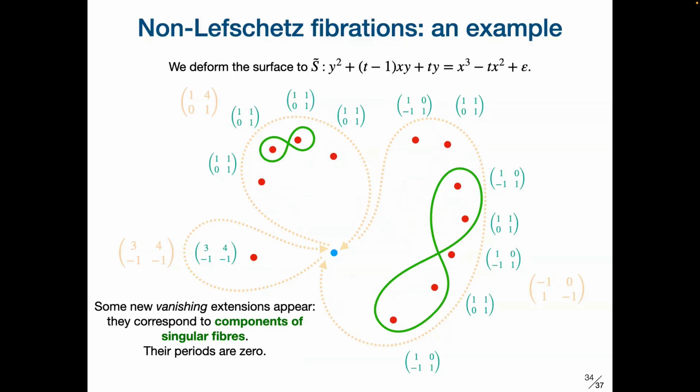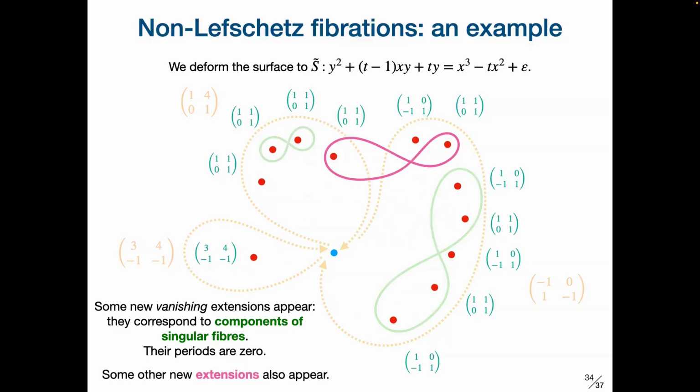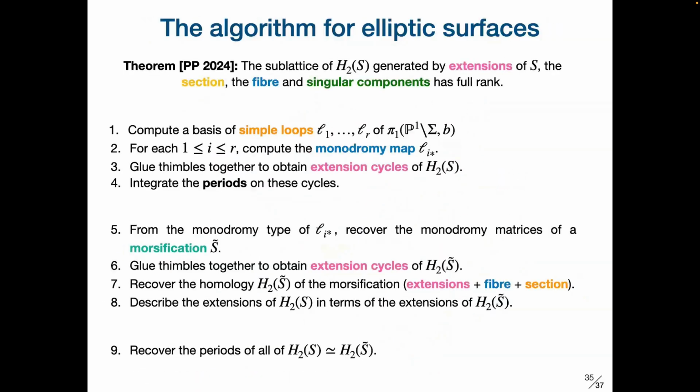You can see there are some new cycles that appear. For example, there are cycles that in the non-morphified version are collapsed into a single fiber. These are called components of singular fibers. And you also get other cycles that mix up, that connect some of the new critical values that belong to different fibers.